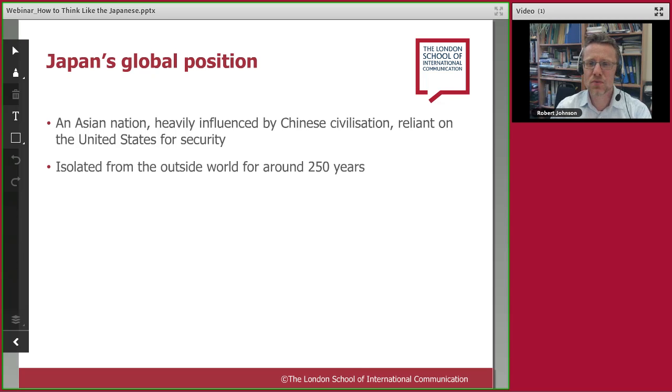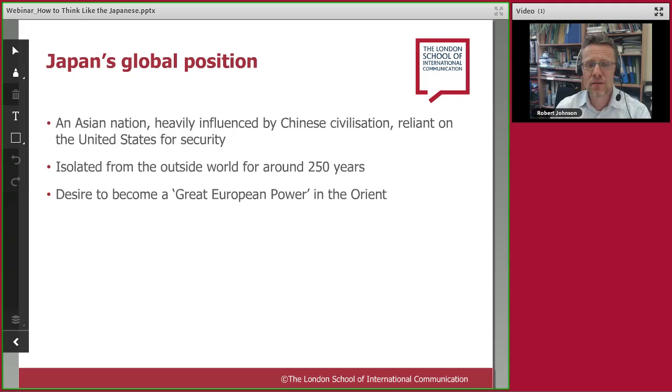I think a very important point to understand Japan is that it was cut off from the outside world, in self-exile. And it's a really important part for understanding Japanese insularity. So the Japanese were in self-imposed exile for around 250 years, leading up to the middle of the 19th century.